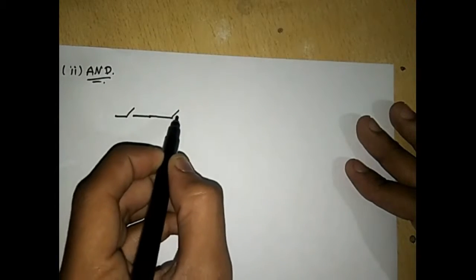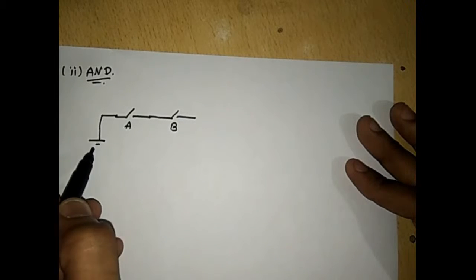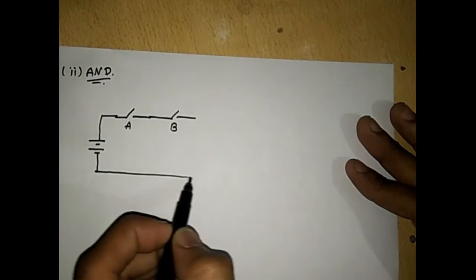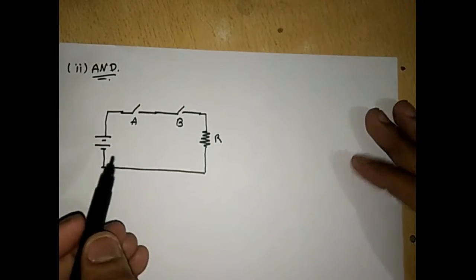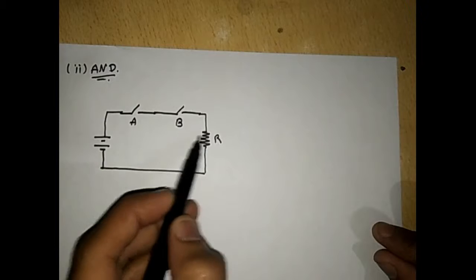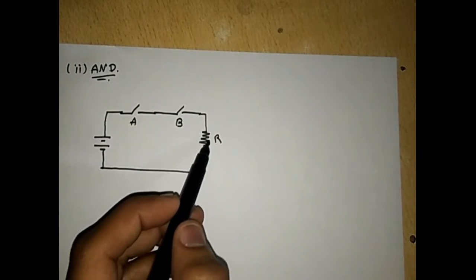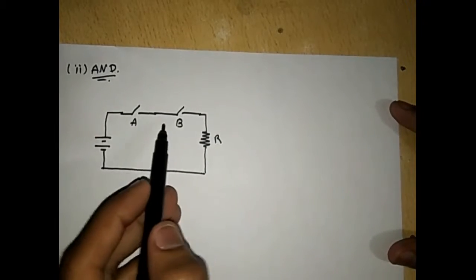So what is the AND gate? The AND gate is similar to a series switch, meaning it acts as two switches connected in series. Like this is switch A, this is switch B, connected to the supply, and across this we have connected a load R. If A is on but B is not on, the output will be 0, meaning there is no current flow through the load. In order for current to flow through the load, we need to turn on both the switches.